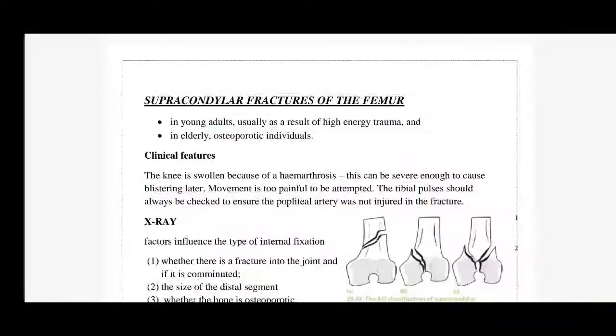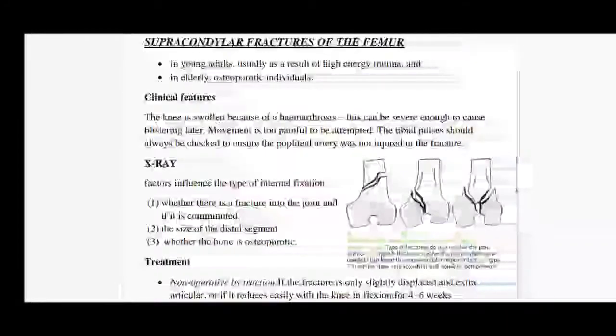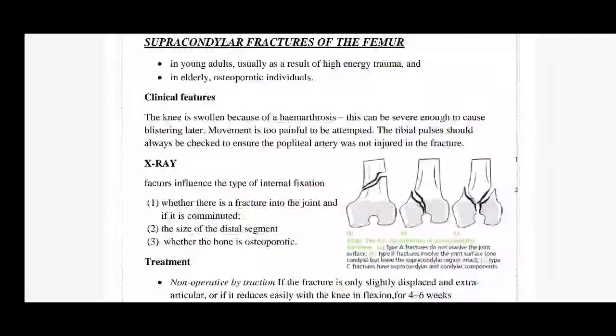Another very important subject is the supracondylar fracture of the femur. In young people, it is usually due to high velocity injury, either in a road traffic accident or a fall from height. In the elderly, the osteoporotic fracture is usually due to trivial trauma or a simple twist. Clinical feature: the knee is swollen because of hemarthrosis, and this can be severe enough to cause blistering later on. Movement is very painful, and the tibial pulse should always be checked because the swelling is sometimes associated with popliteal artery injury.